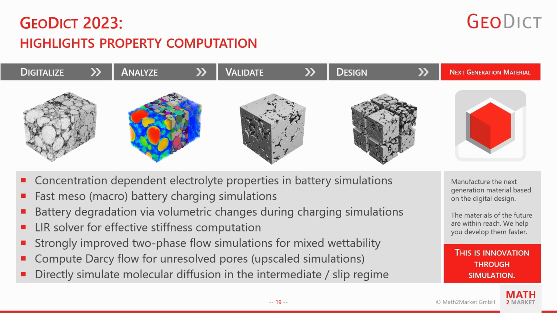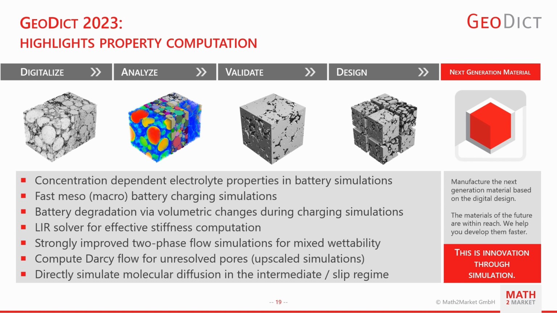The last part of my presentation will focus on the highlights regarding property computation. With the new GeoDict version, one can consider concentration-dependent electrolyte properties for battery charging simulations, perform very fast charging simulations on the mesoscale using the BestMeso solver, which is now available in GeoDict, and compute battery degradation via volumetric changes during charging simulations. The LIR solver is now also available for effective stiffness mechanics simulations.